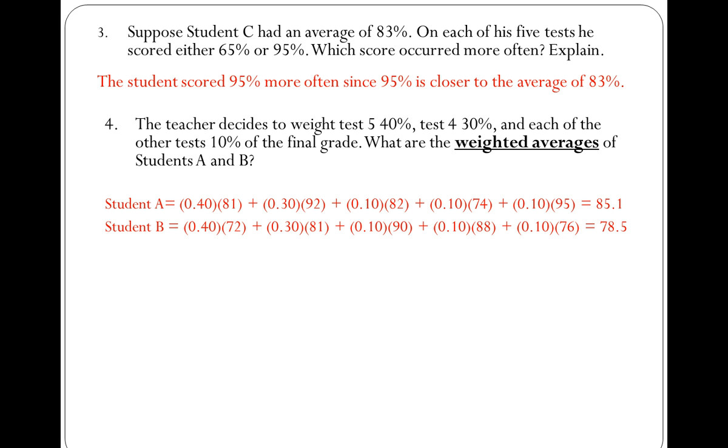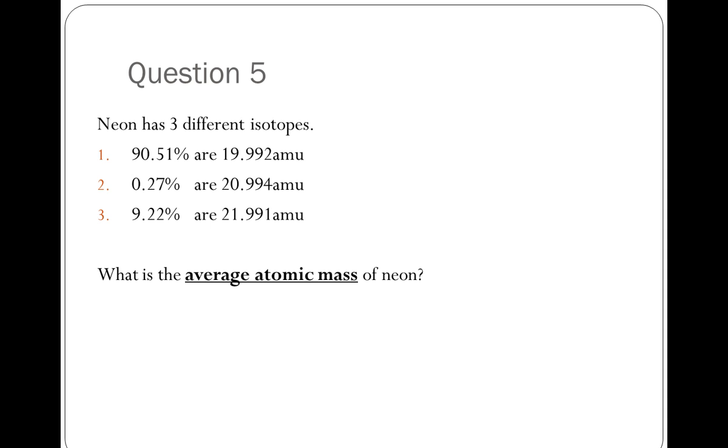And notice that you don't have to divide by 5 like you did for the regular average. All you have to do is make sure you multiply the percentage by each of the individual test scores. All right, now we're going to go back to our topic on average atomic mass.